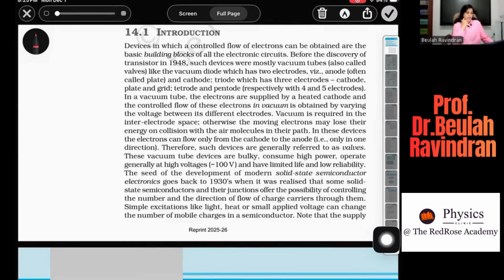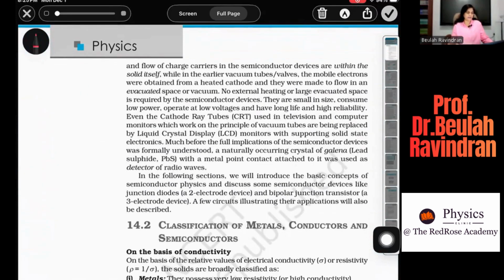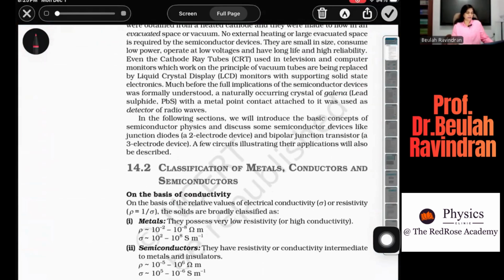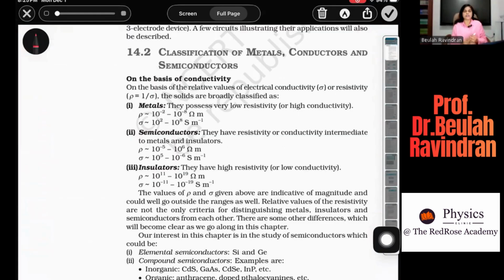Okay, modern thing. So it is given. Okay, so you know the classification of all the materials, like metals, conductors, and semiconductors. You must understand. You know the metals, right? In your book, it is given.